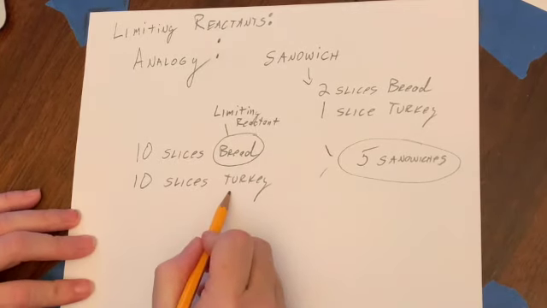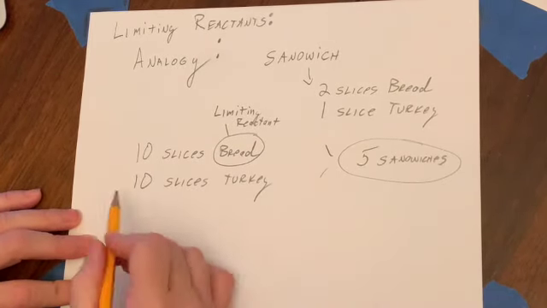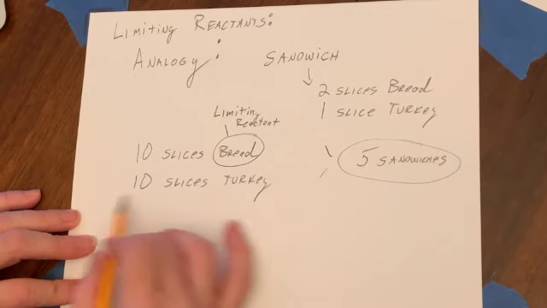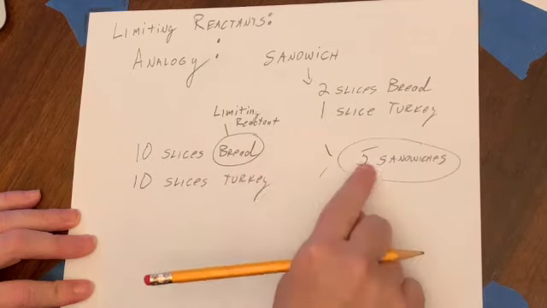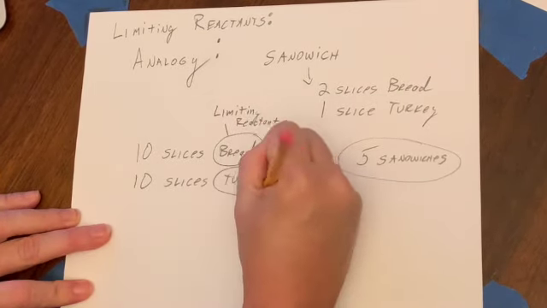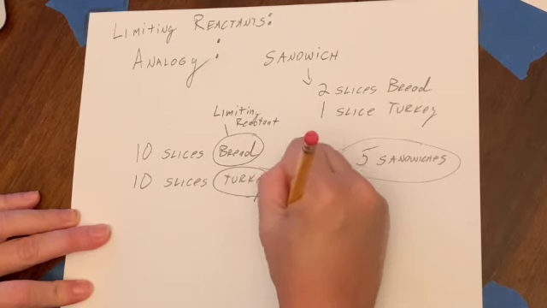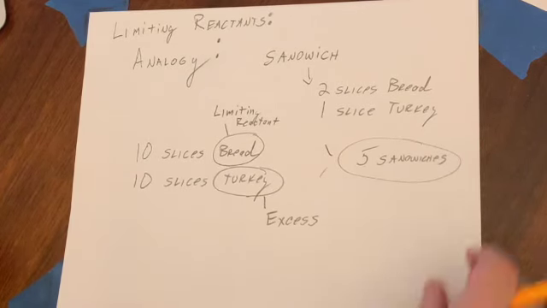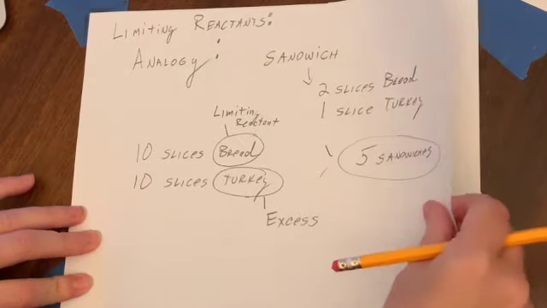If it was just up to the turkey, you could actually make 10 sandwiches, right? Because each sandwich only needs 1 slice of turkey. So I could have made 10. And actually, once I've made my 5 sandwiches, I have turkey left over. So this turkey is actually in excess. When you've seen that in our previous problems, where you have an excess of something, that means you have it left over. It could actually make more. So let's see this in action with some chemistry problems.